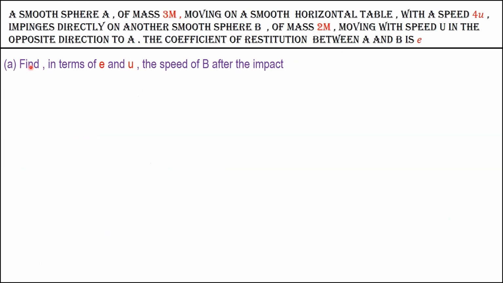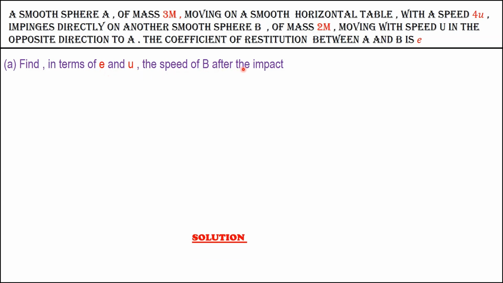So we are being told that we have a smooth sphere A of mass 3m which is moving on a smooth horizontal table with a speed 4u, and this smooth sphere A impinges directly on another smooth sphere B of mass 2m, and this sphere B is moving with a speed u in the opposite direction to sphere A. We are told that the coefficient of restitution between A and B is E. In part A we are asked to find, in terms of E and u, the speed of B after the impact.